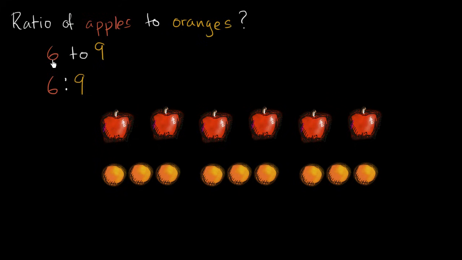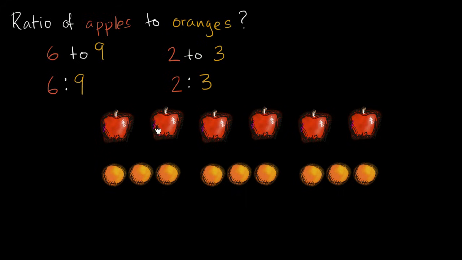So just like we can reduce fractions, we can also reduce ratios. So if you divide 6 and 9 both by 3, 6 divided by 3 is 2, and 9 divided by 3 is 3. So we could also say that the ratio of apples to oranges is 2 to 3. Or if we want to use this notation, 2 to 3. Now, does that make sense?